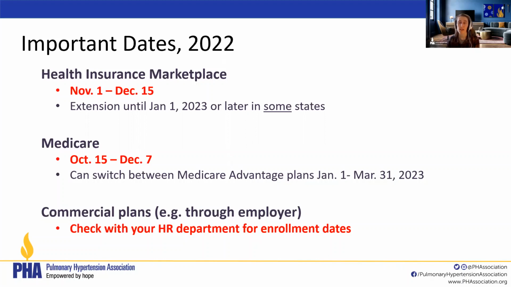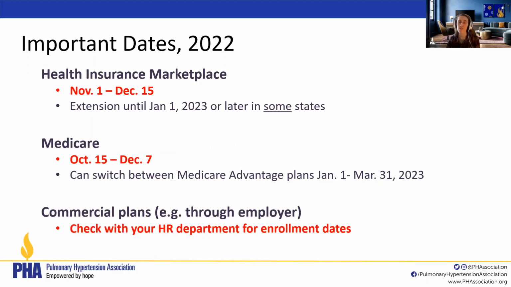And then for Medicare, this is the same date range as usual, starting on October 15th, which is next week, believe it or not. Definitely coming up soon. It closes on December 7th. So it's a shorter window, but make sure you do look into Medicare. If you enroll in a Medicare Advantage plan, then in the first three months of the new year, you are able to switch between Medicare Advantage plans, and you can also switch back from Medicare Advantage to original Medicare. So that does give you a little bit of wiggle room.